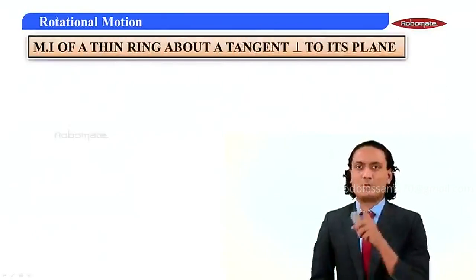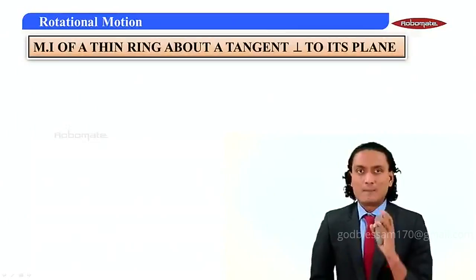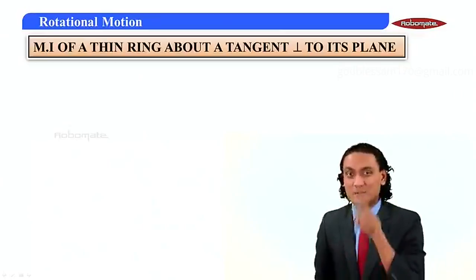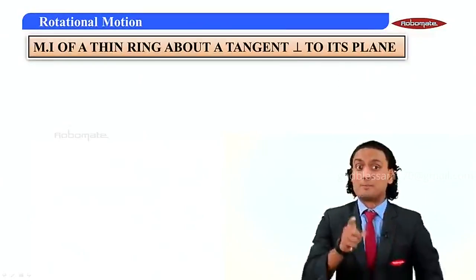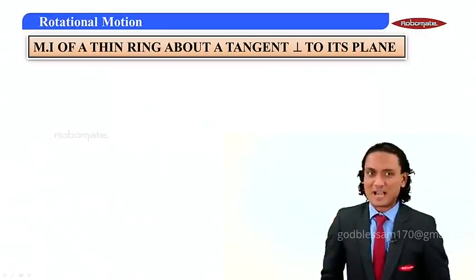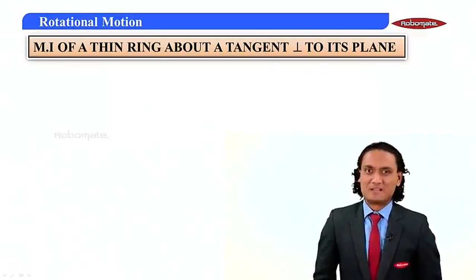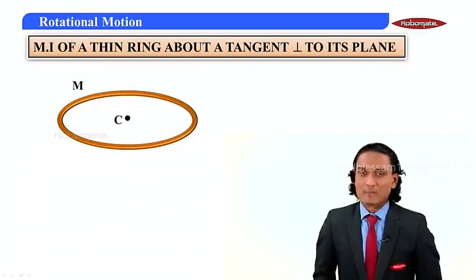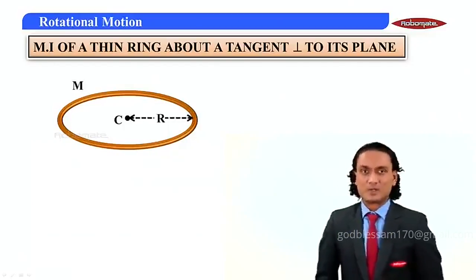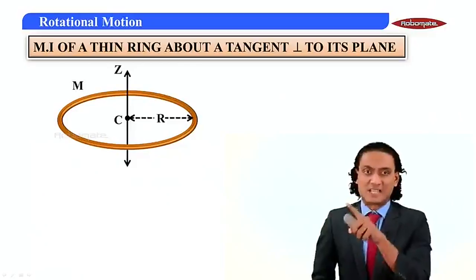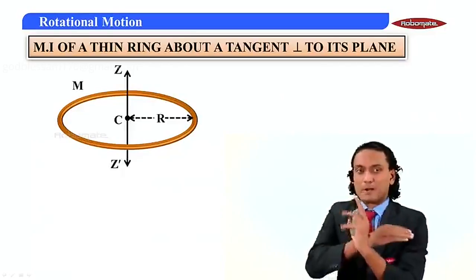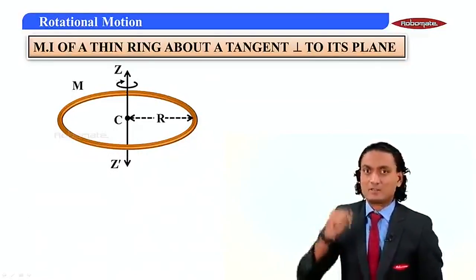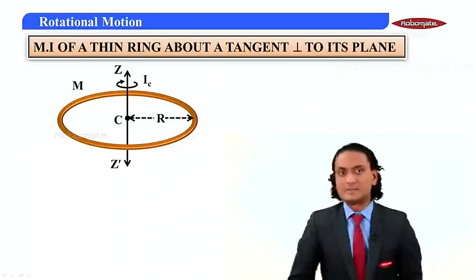Here we need to find out the moment of inertia of a thin ring about a tangent perpendicular to its plane. So here again tangent, but this tangent is perpendicular to the plane of the ring. So, can you guess the diagram? Fine. First, I will take a thin ring. C is the center of the ring and M is the mass of the ring. Here, I'm going to take R as the radius of this ring. First, let me consider an axis passing through the center of the ring and perpendicular to the plane of the ring. Which axis? Z dash. Now, if this thin ring rotates about the axis z dash, then its moment of inertia is IC.